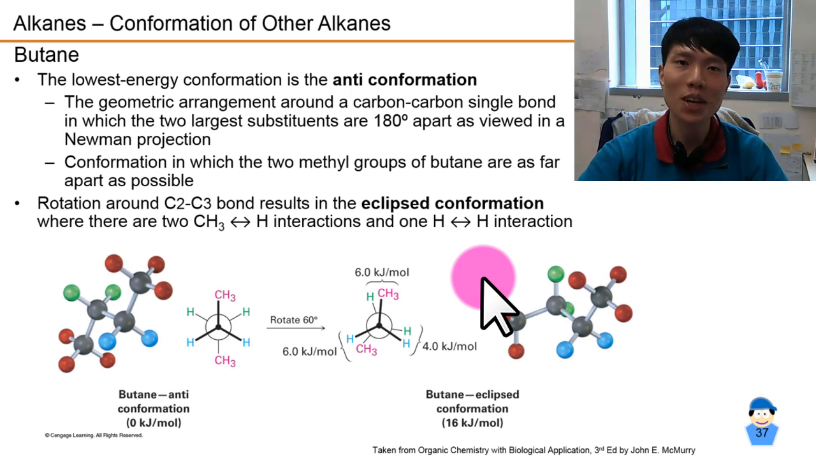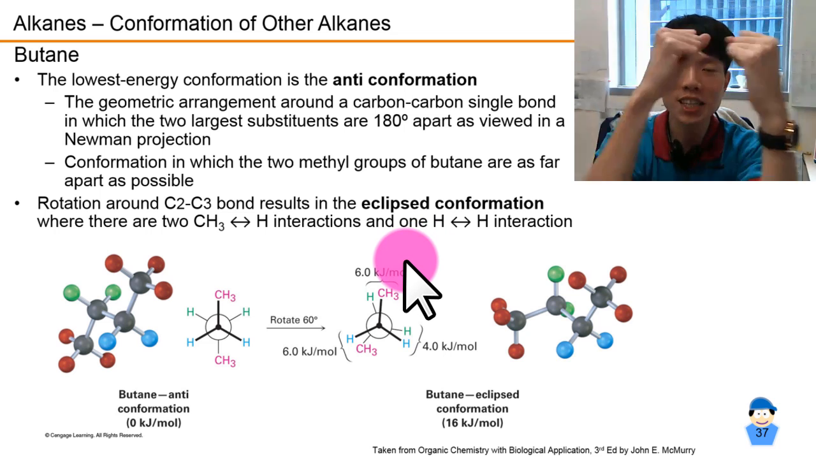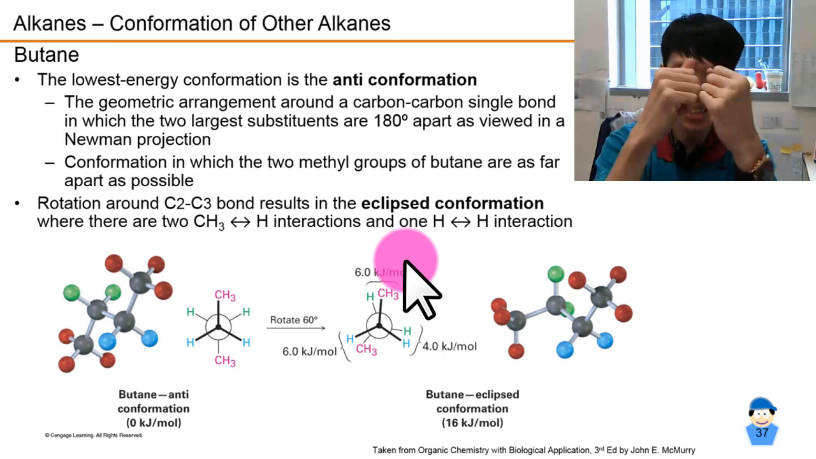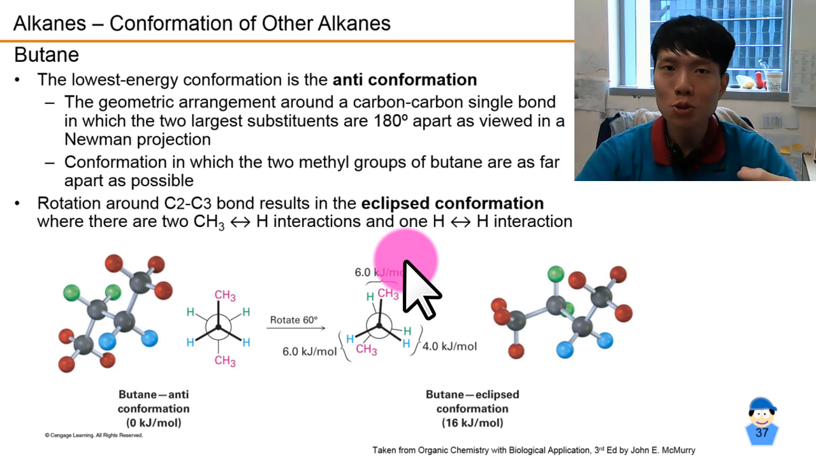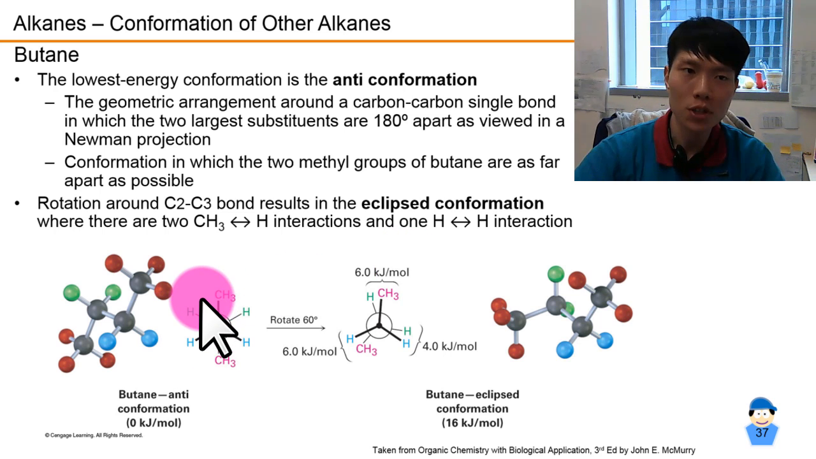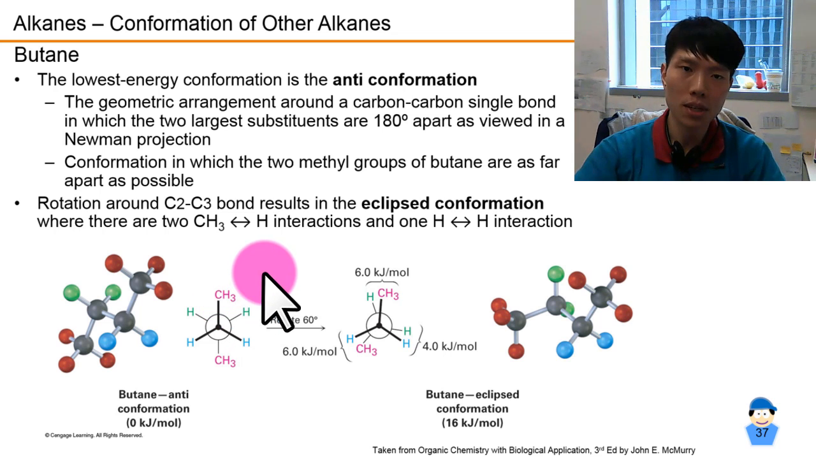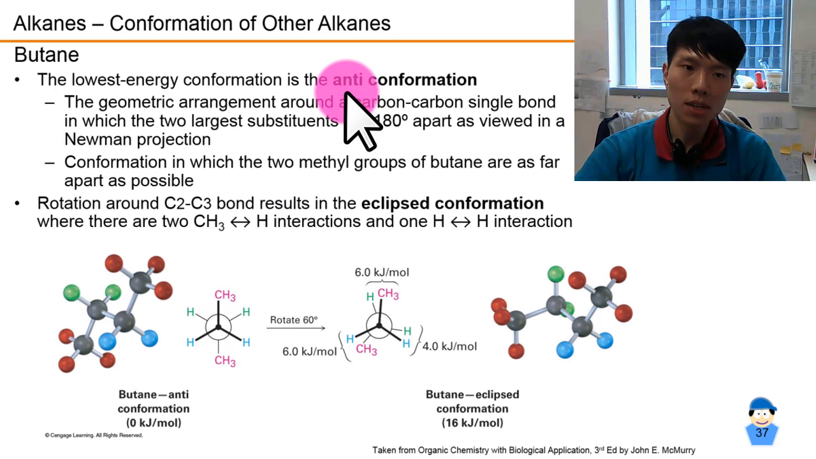Now for butane, same thing. Now you have two methyl groups here that will bounce off each other and interact not so well. If you look through carbon 2 and carbon 3, you get this drawing for the Newman projection, and for the methyl groups, there are two kinds of conformer. We have the anti conformer, and we have the gauche conformer later on.